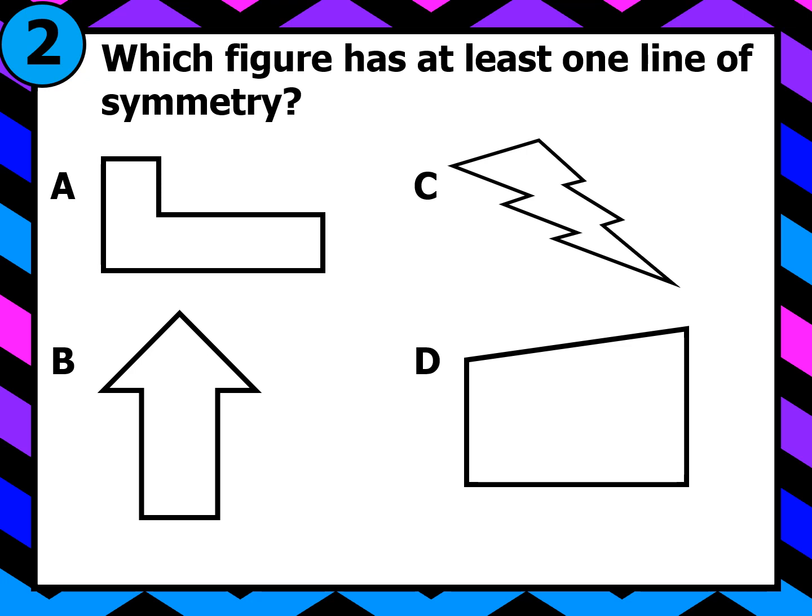I see that the figure in answer choice A has no lines of symmetry. I see that the figure in answer choice B has one line of symmetry. The figure in answer choice C has no lines of symmetry, and the figure in answer choice D has no lines of symmetry. So the only figure that has any lines of symmetry is B.